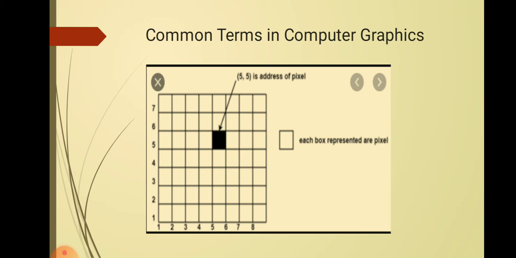Then common terms in computer graphics. This is a diagram of common terms in computer graphics. Each box represented is a pixel. It means each box is denoted by a pixel.